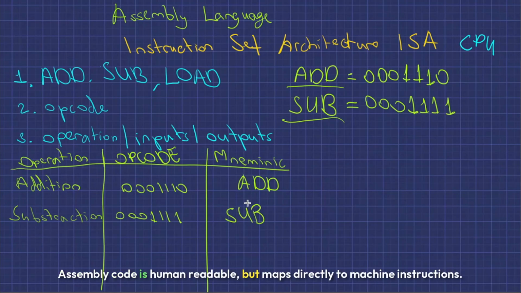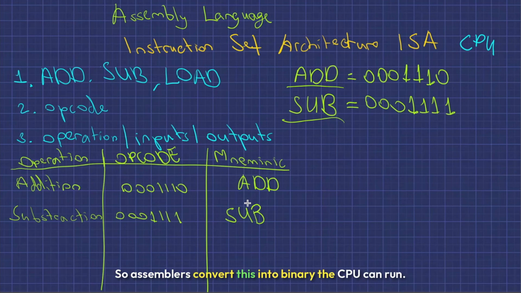Assembly code is human readable but maps directly to machine instructions. So assemblers convert this into binary the CPU can run. Think of machine code as music written in binary and assembly as the sheet music. You play the same tune, but one is easier for humans to read. So we can say that assembly is basically the machine code.